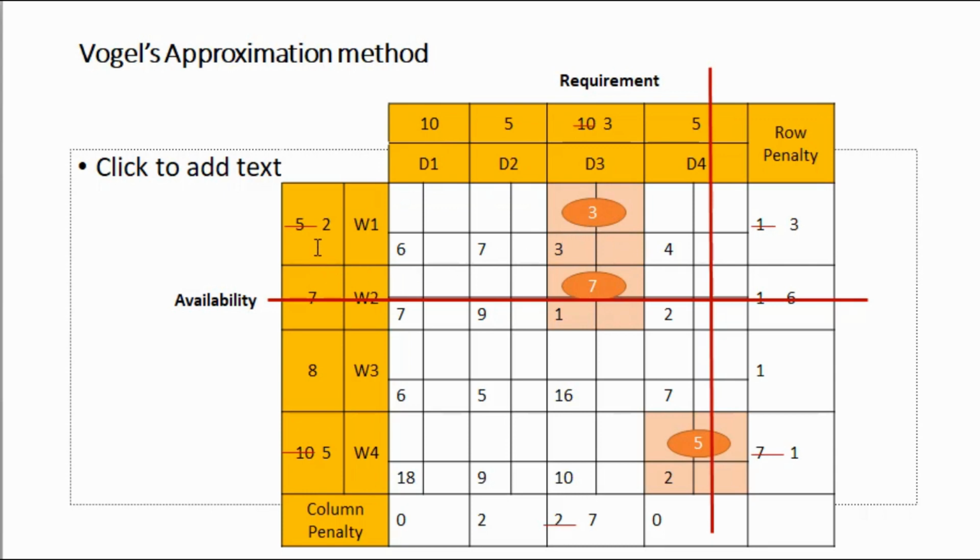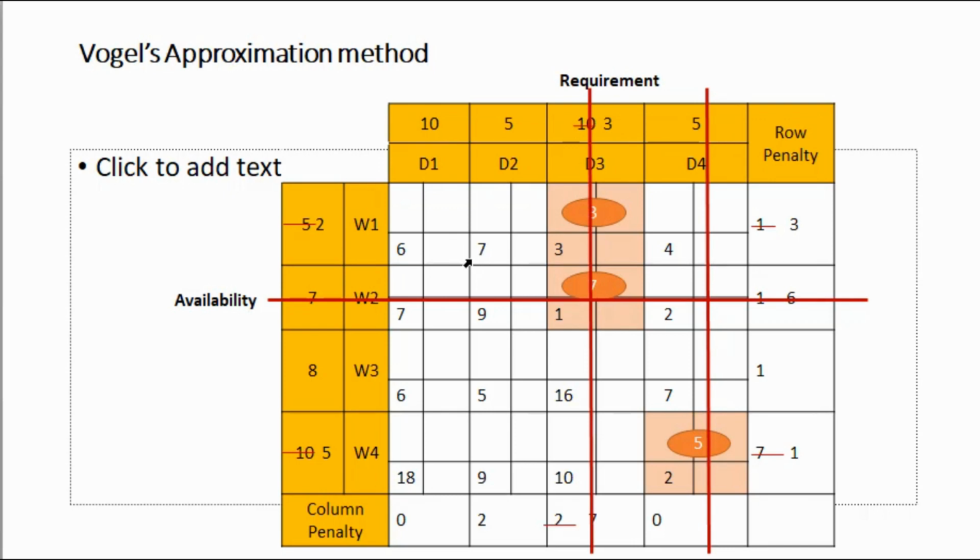And if you look at the availability at W1, it reduces from 5 to 3. And now the requirement at D3 is completely satisfied. Therefore, we go for cancelling that particular column. Once again, we go for recalculation of the penalties.